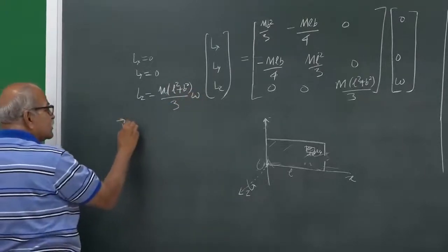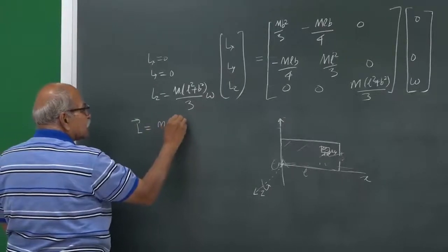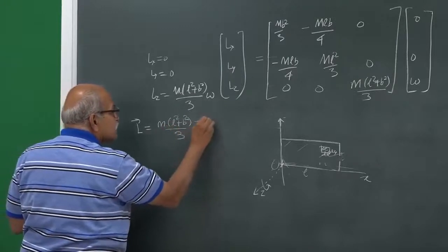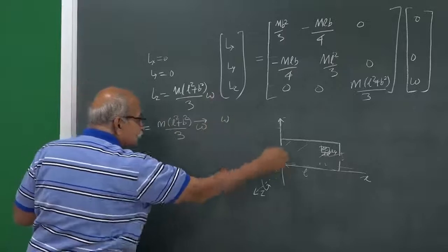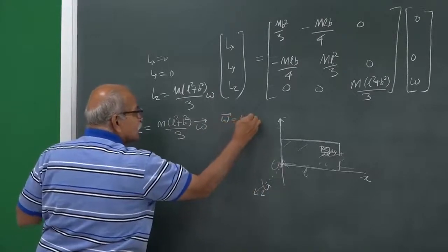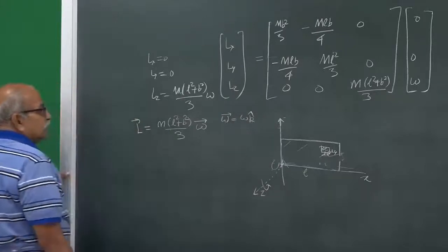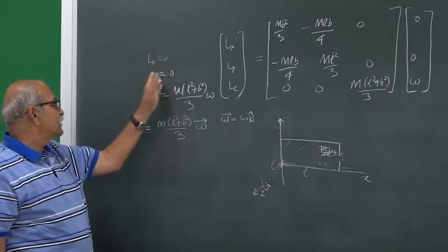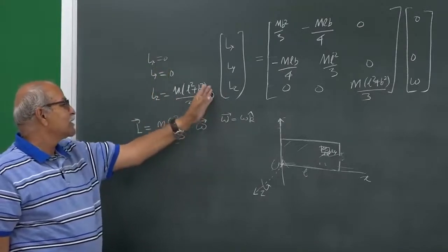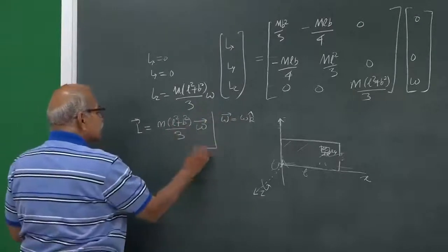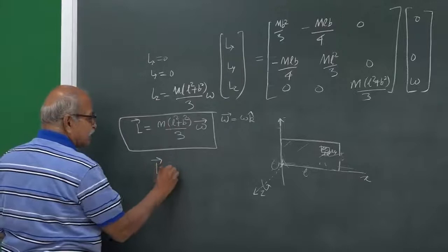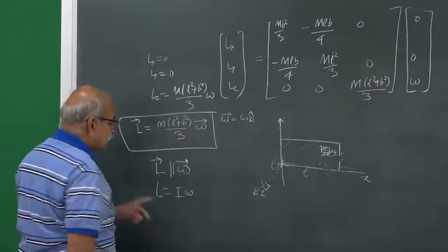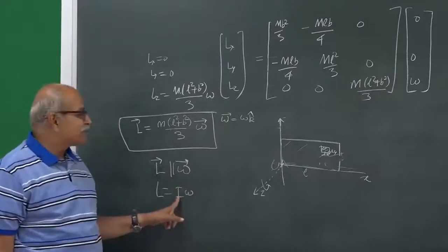So, L is m (L square plus b square) by 3 and omega vector, because your omega is only in z direction. So, omega is omega k cap, and Lx is 0, Ly is 0. So, Lz k cap and omega k cap is omega vector. So, you have this relation. Yes, L is parallel to omega and the magnitude L is equal to I omega. That is simple class 11 moment of inertia.